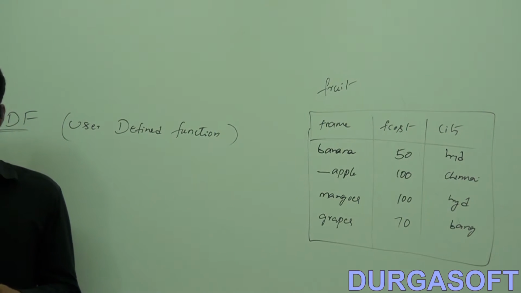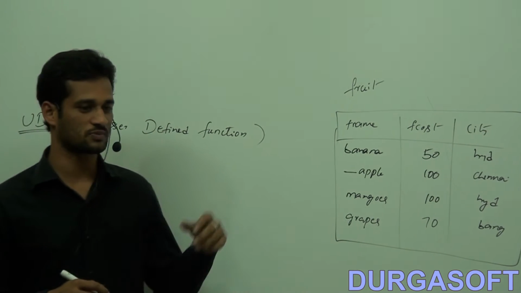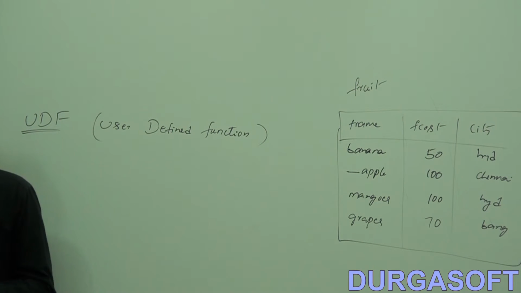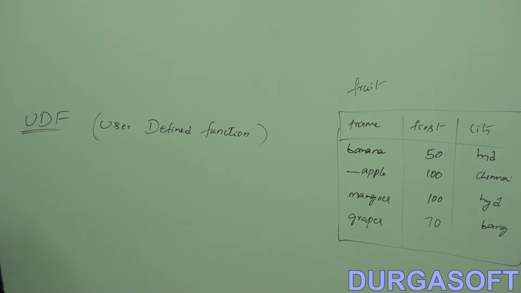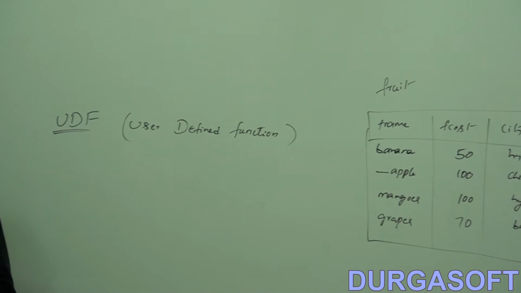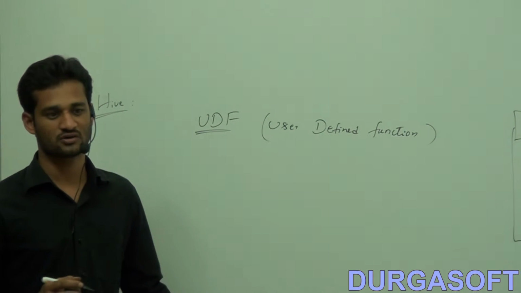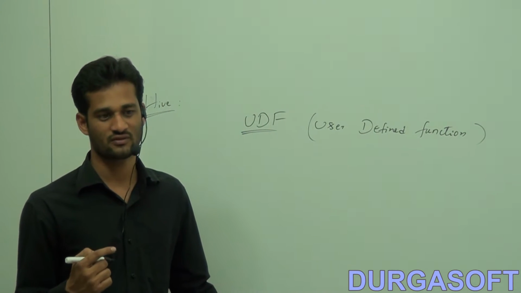So if you want to trim those spaces, again you have to write your own functions. You have to generate your own user defined functions. So if you want to build this user defined function, you have to take the help of the Hive API.